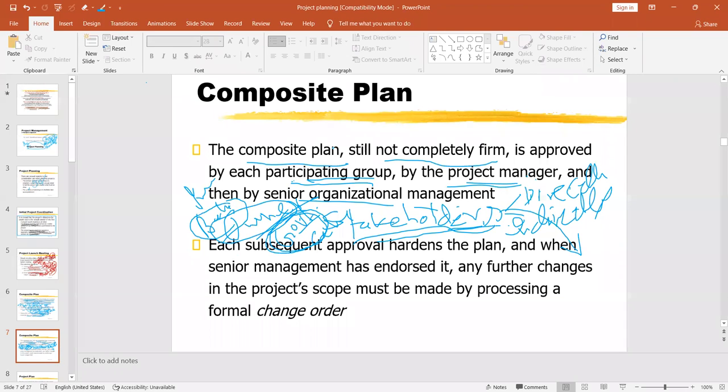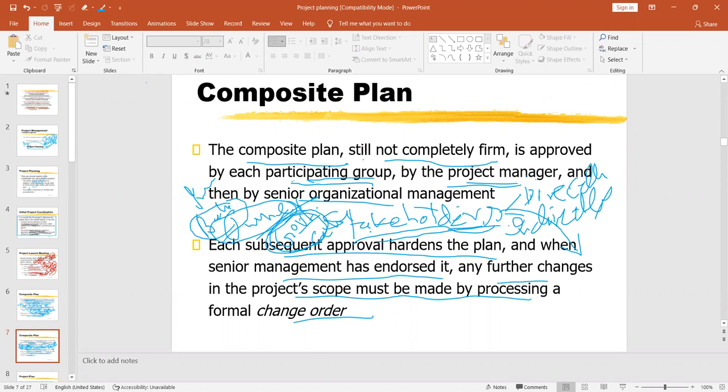So in this way, a composite plan is not final until it is approved by the relevant approval agencies. And then what? Each subsequent approval hardens the plan. And when senior management has endorsed it, any further changes in the project's scope must be made by processing a formal change order. So following all the steps, once it is approved, you can say, yes, our composite plan is ready. But it does not mean that it is a robotic plan.